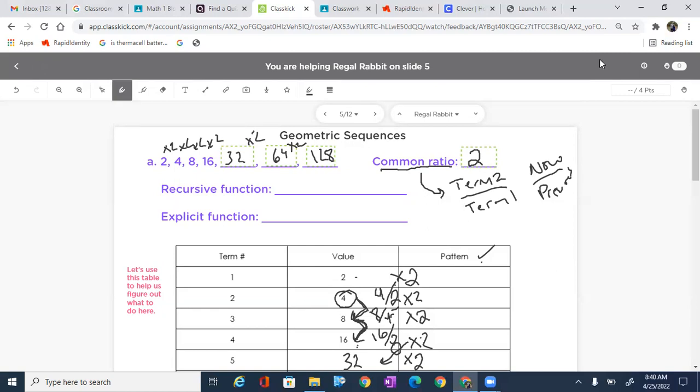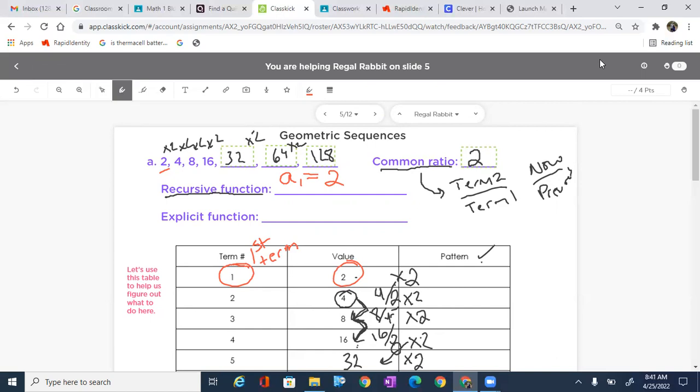Now, the hard part is coming up with the recursive formula, or a recursive function. Remember, when we start our recursive function, we are going to start with a starting point. So we start here at 2, which is our first term. When we write this down, we simply write a sub 1 equals 2. And that's how we always start a recursive formula. We start with the initial point that is given to us.